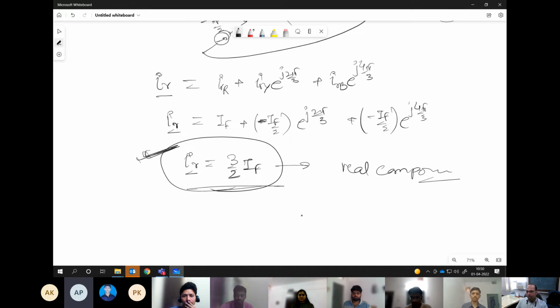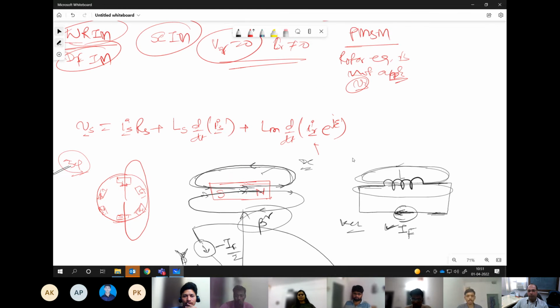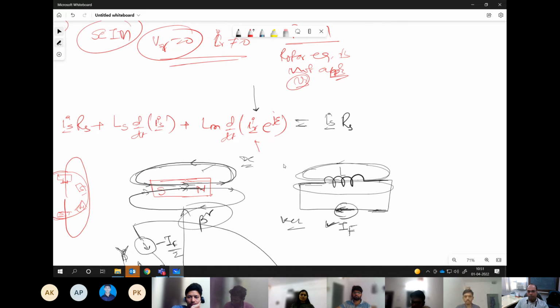Any confusion in this? Any problem? No, sir. Now we can replace this into our equation, the voltage equation that we have got. So we have got the expression for IR, although that's not measured, but we will somehow correlate it with the magnet property.